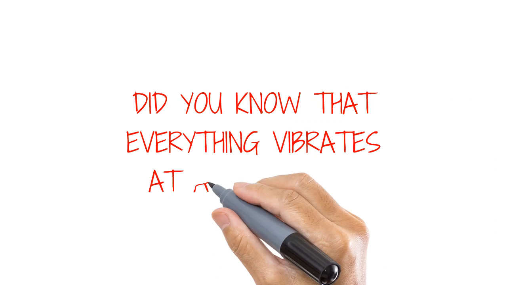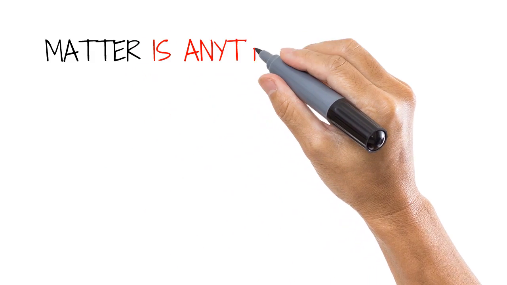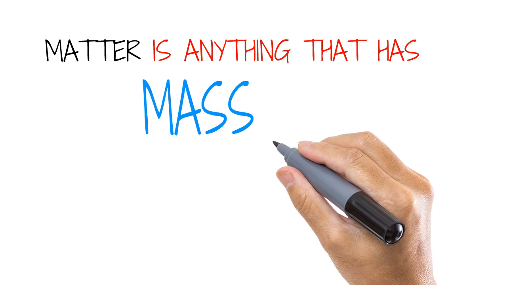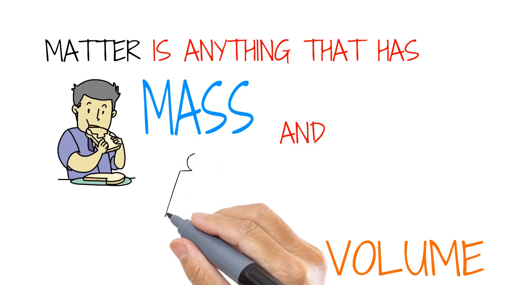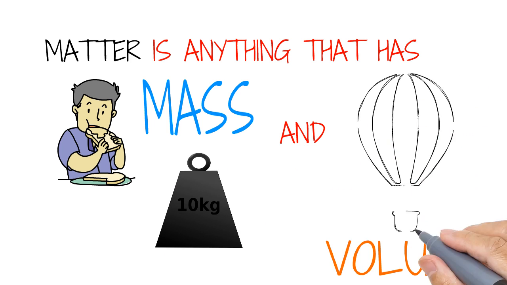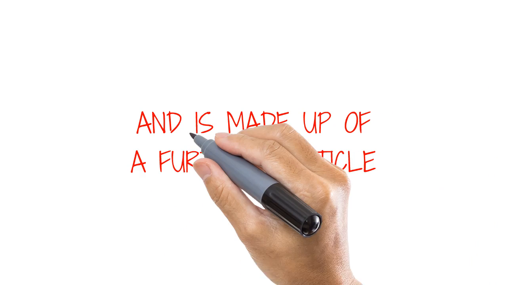Did you know that everything vibrates at a frequency? Matter, which is anything that has mass and volume, is made up of a further particle, which is a small unit that composes or makes up a substance, and a substance is just matter. Matter is made up of a further particle called atoms.